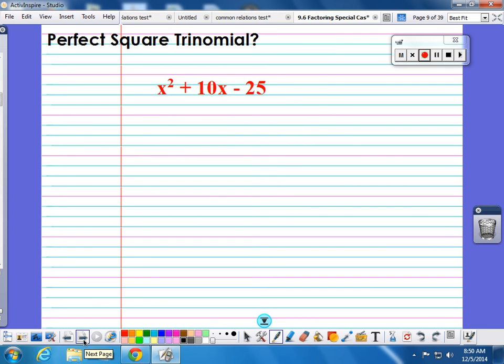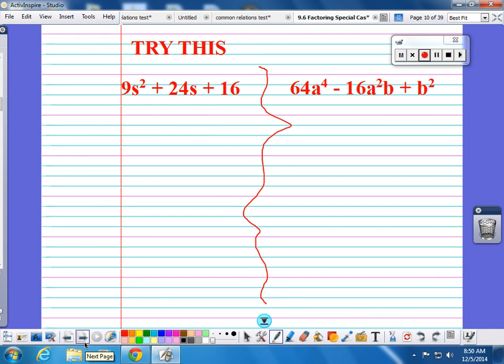All right, is that a perfect square trinomial? Wait. No. Why not? Because negative can't be squared. Because that is a negative. First and last terms have to be positive perfect squares. Can't be negative. That will not factor with trial and error. And you won't know that yet, okay? You'll know that after Monday.